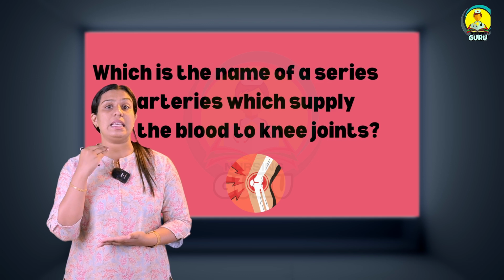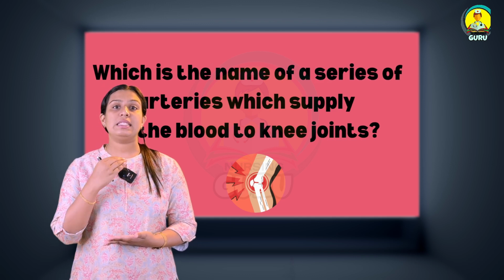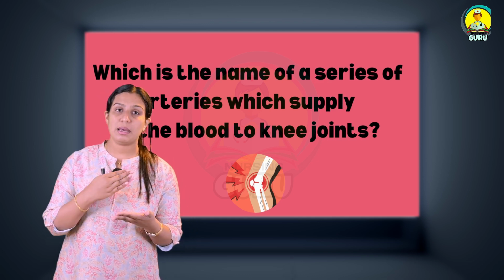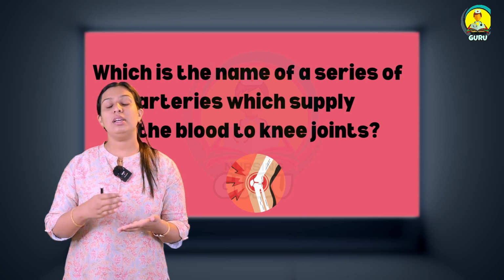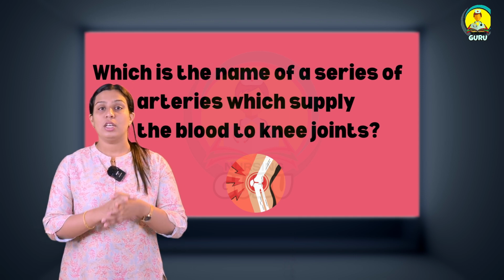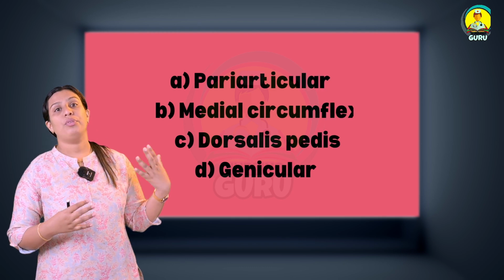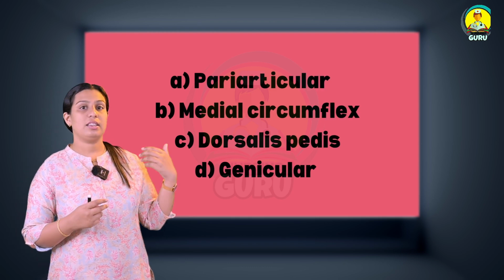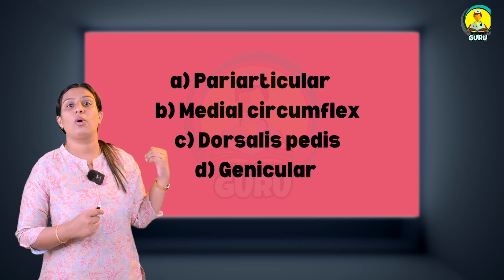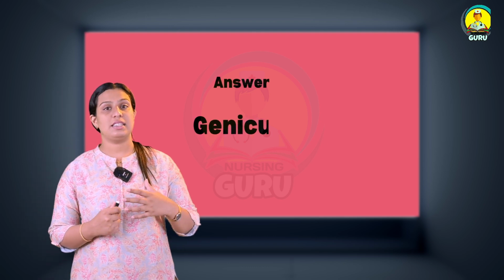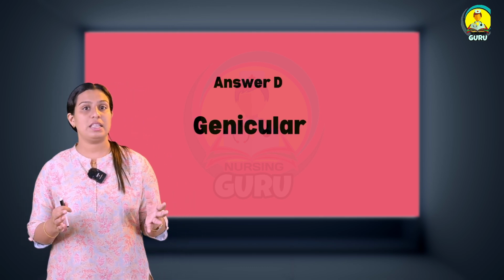Next is, what is the name of the series of arteries which supplies blood to the knee joint? Okay, so check with the options. Here also you will get 4 options, and the last option, option D, is the right answer. Okay, hope it is clear.